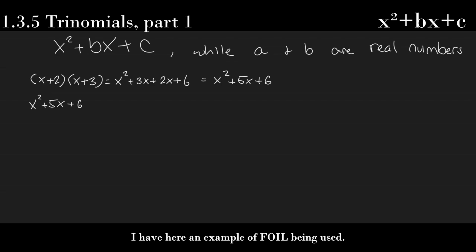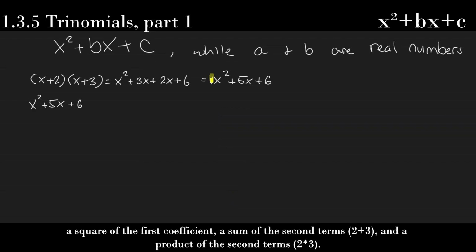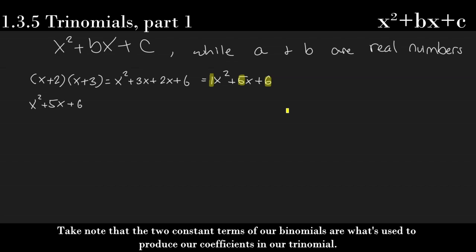I have here an example of FOIL being used. The method produced 3 terms, but more importantly, it produced 3 unique coefficients: a square of the first coefficient, a sum of the second terms, 2 plus 3, and a product of the second terms, 2 times 3. Take note that the 2 constant terms of our binomials are what's used to produce our coefficients in our trinomial.